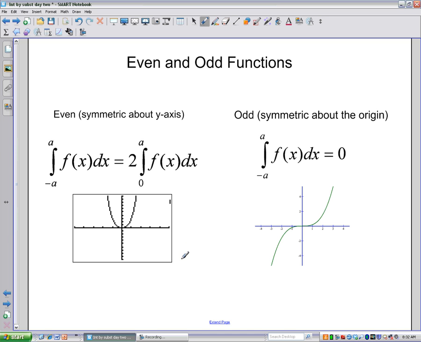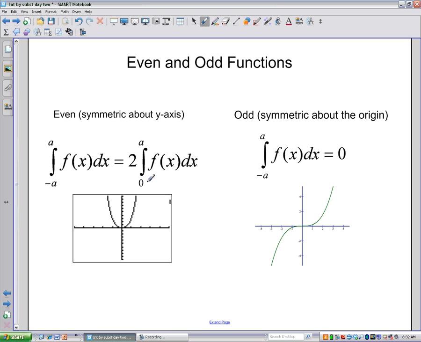Jeez, it's almost as if I've forgotten that I made this.